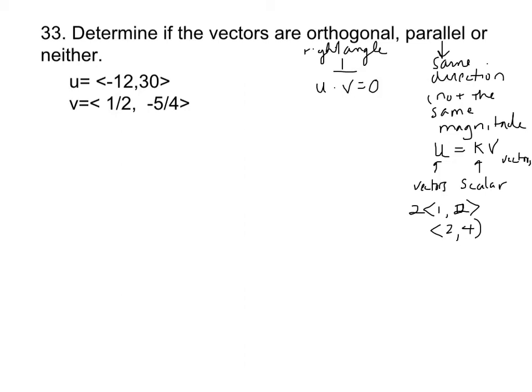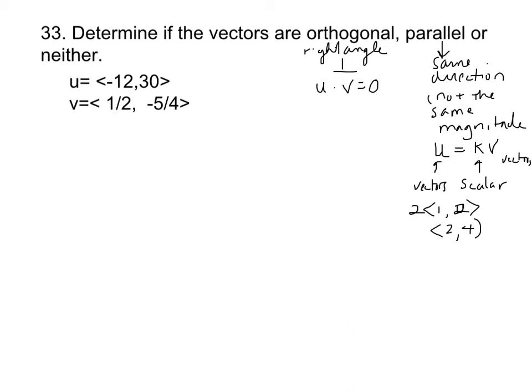So what it's asking on 33, 35, 37, 39 is to determine if they're orthogonal, parallel, or neither. So obviously you're going to check to see if they're orthogonal. If they're not, you check to see if they're parallel. And if they're neither of those two things, you write neither. So that's what we're going to do here.